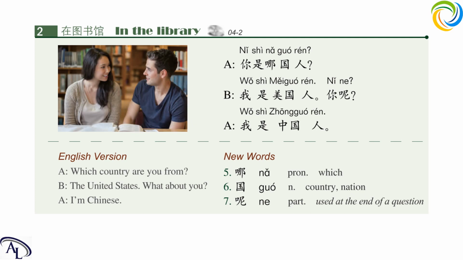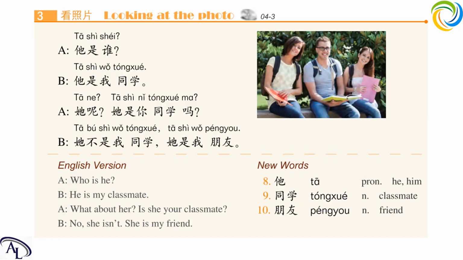Now let's switch the role. You will be A and I will be B. Okay? 3, 2, 1. 我是美国人。你呢？ Excellent, excellent. Now let's move on to the last text. Text 3. Okay, let's see the new words.